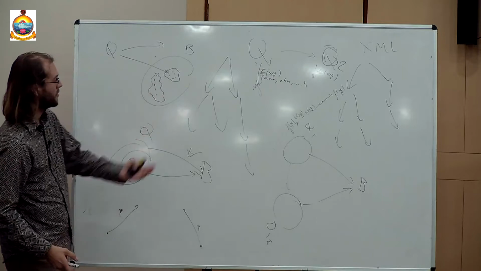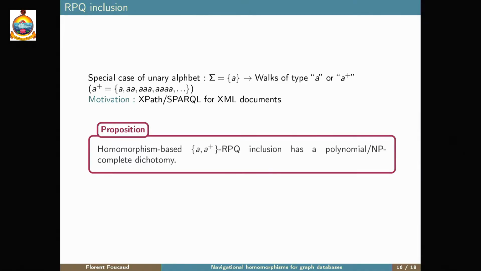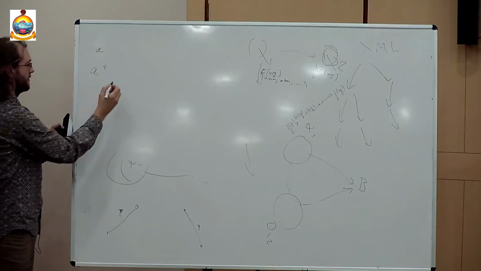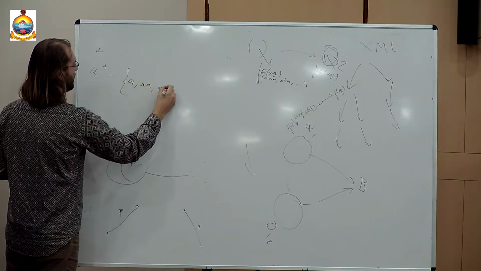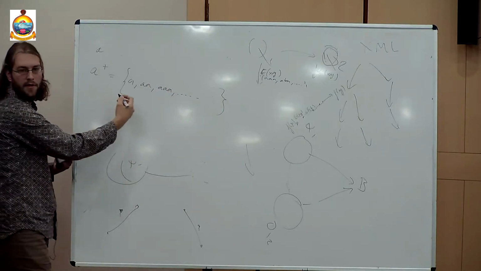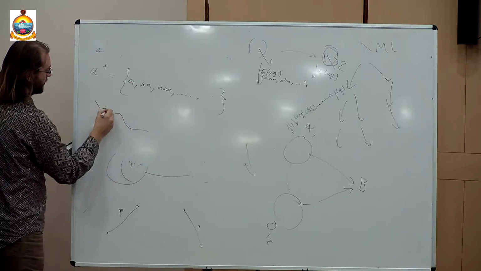And one of them, which is actually used in practice quite a lot, is related to these XML things I told you about. It is when you only have two types of labels, those being either A or A plus. What is A plus? This will be the set A, etc. So it's an infinite set that basically says you can have any walk of edges, okay? So this is fine, okay?